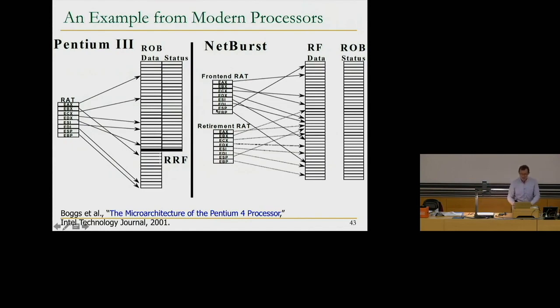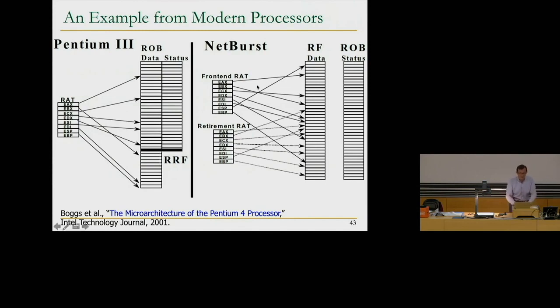These are the architectural registers, all of the registers you have. This is the front-end register alias table that points to the renamed values. And this is the architectural register alias table. They call it the retirement register alias table that points to the architectural registers. And sometimes they both point to the same register.